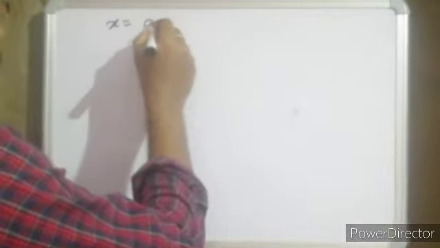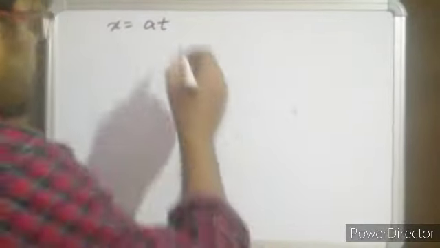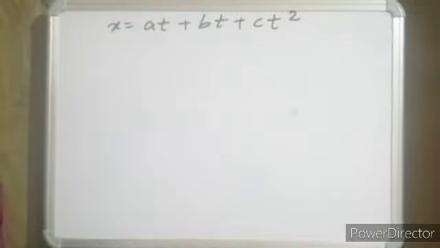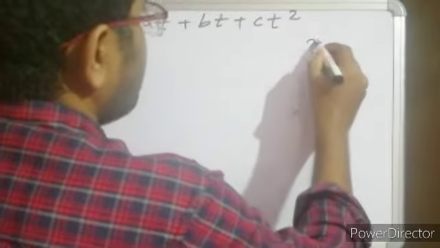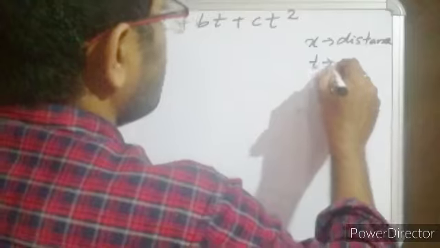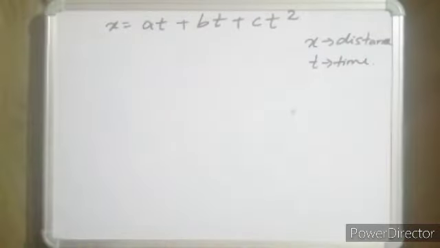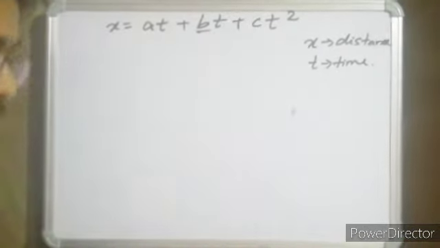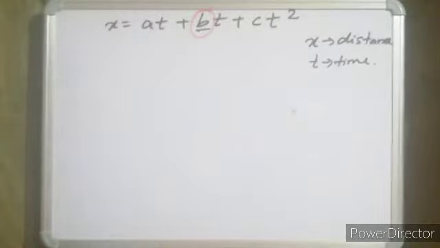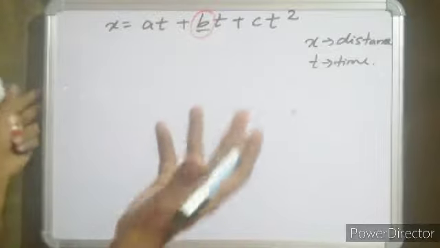Coming to your next question, x = at + bt + ct^2, where x is in meters. That means x is a distance, and t is time. Now we are asked to find the dimension of b. So the dimension of b you need to find here. Again the known thing is x = at + bt + ct^2. What they need is only b.